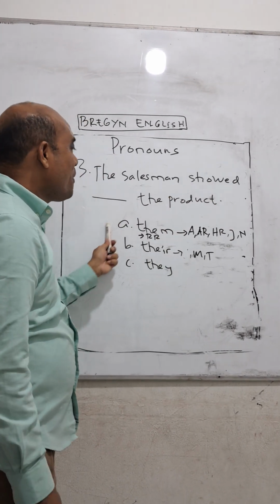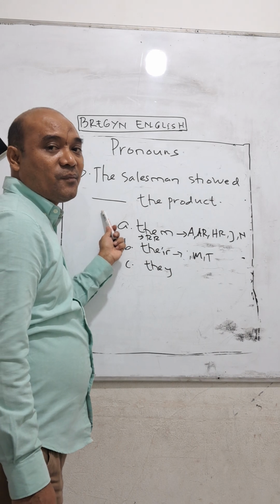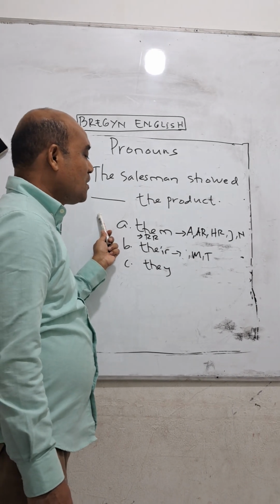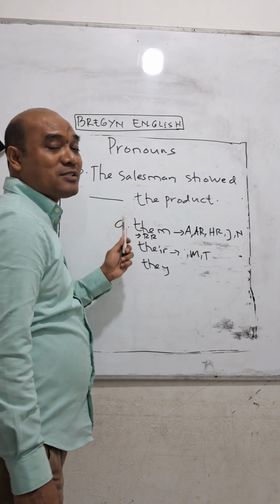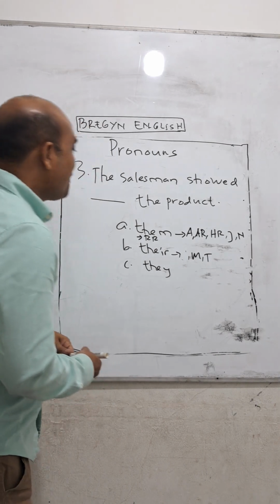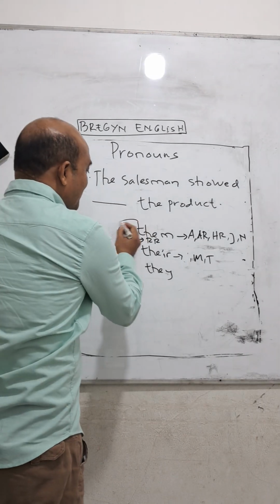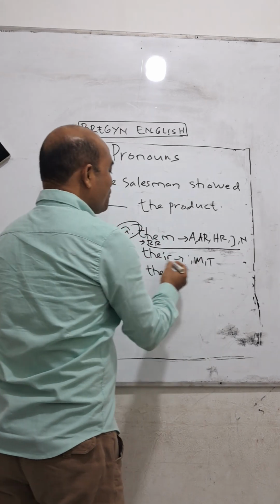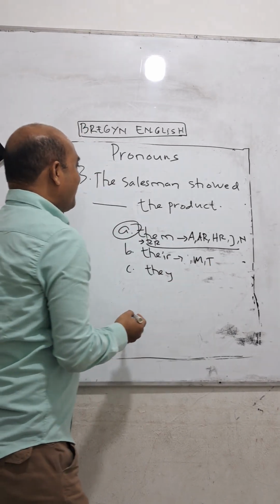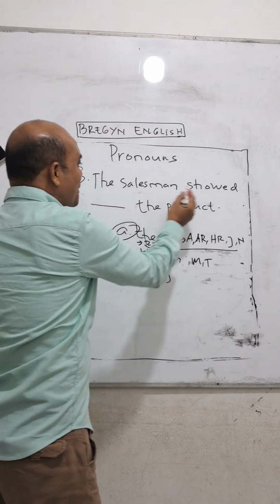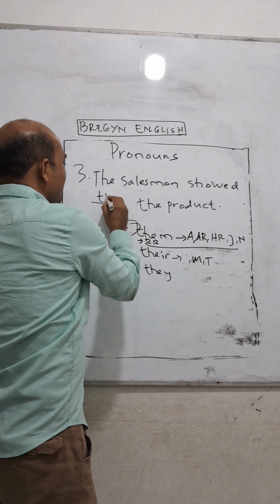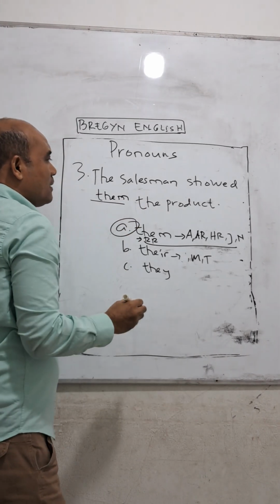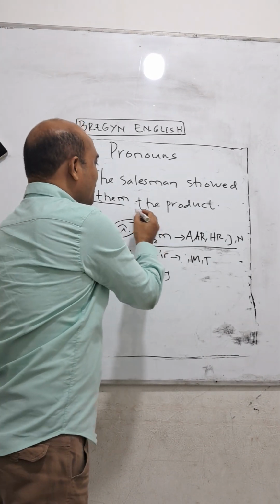Therefore, it should be here object pronouns, not possessive adjective, not subject pronouns. So, therefore, the answer is here: them. So, some of you are correct, most of you, and you improve again. Okay. So the sentence becomes: the salesman sold them the product.